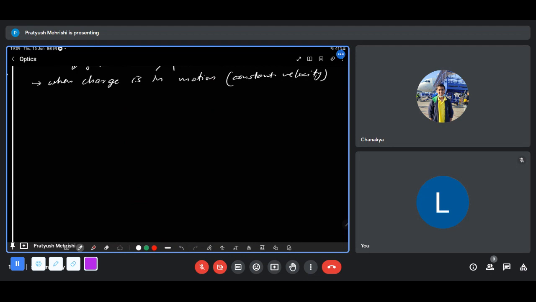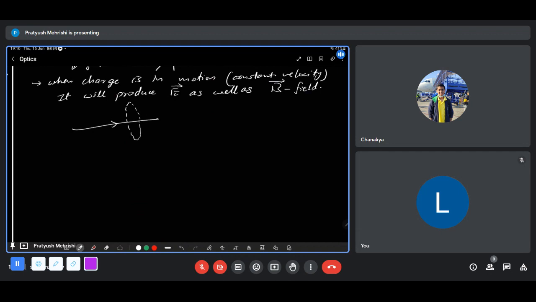It will produce electric as well as magnetic effect. It will produce electric as well as magnetic field. Magnetic field is denoted by B vector. Why? Because whenever a charge is in motion, it will constitute electric current. And whenever an electric current flows through a wire, then according to the right hand thumb rule, we will be able to get the magnetic field like this.